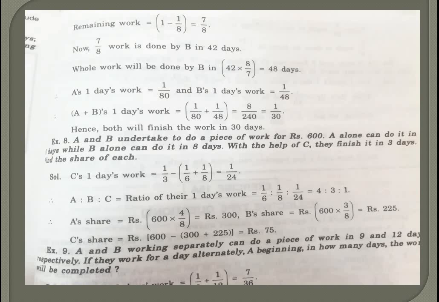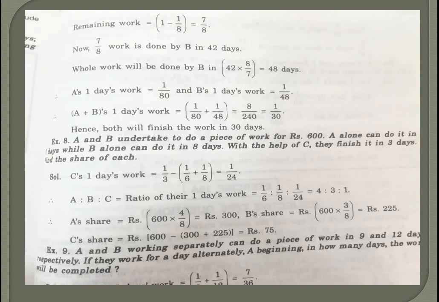Next, A and B undertake to do a piece of work for 600 rupees. A alone can do it in 6 days, while B alone can do it in 8 days. So they have given A's 1 day work is 1 by 6, B's 1 day work is 1 by 8. With the help of C, they finish it in 3 days. That is, A plus B plus C's 1 day work is given as 1 by 3. Find the share of each.